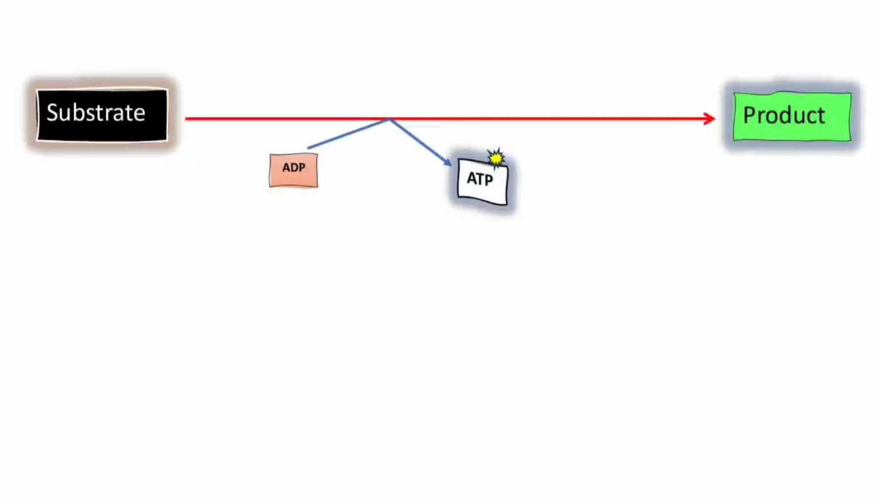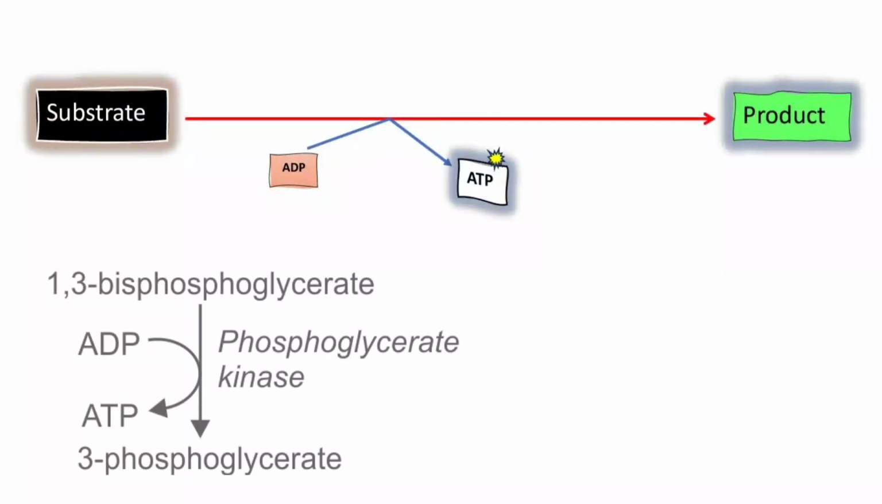Let us see, for example, in glycolysis. There is a reaction in which 1,3-bisphosphoglycerate is converted to 3-phosphoglycerate. This 1,3-bisphosphoglycerate is a high energy compound, and the energy in it is directly released there itself in the form of ATP.